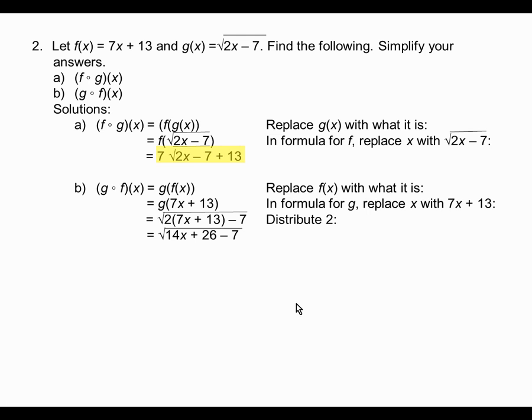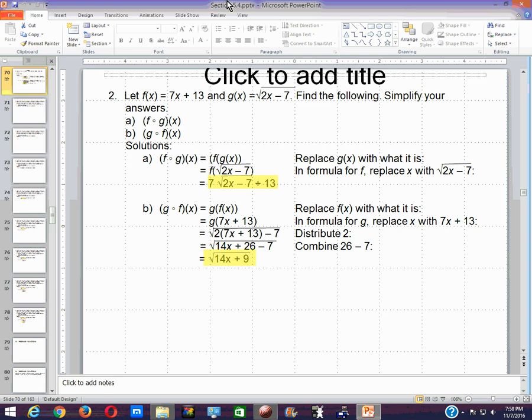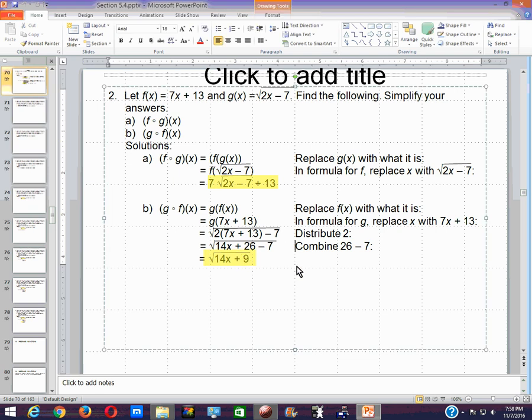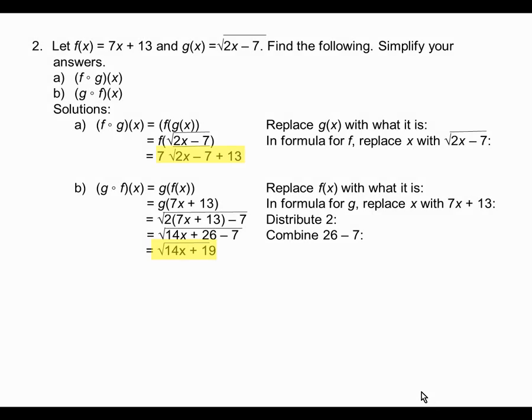Now again, because everything is under the radical, I need to do 26 minus 7. So I'll have the square root of 14x plus 9. Oh, I'm sorry, that should be 19, shouldn't it? So change that 9 to a 19. There, we fixed it. Okay, so this one was a little bit longer, but again, the two answers are different.